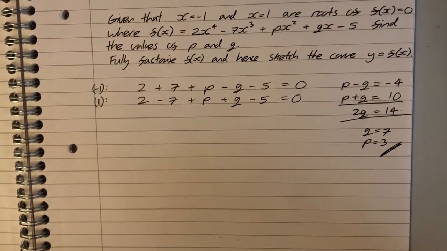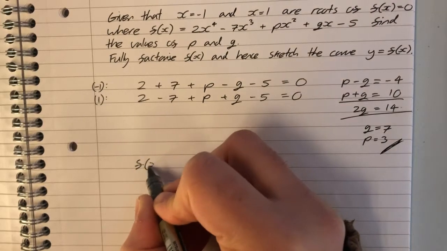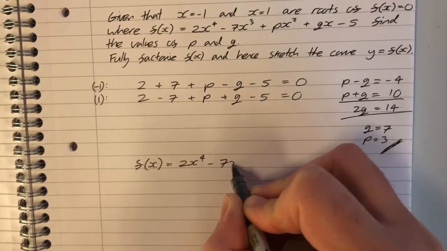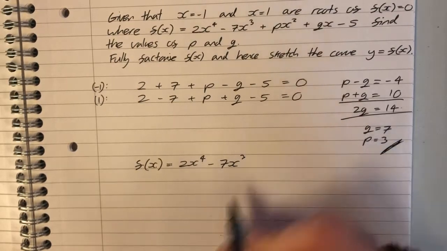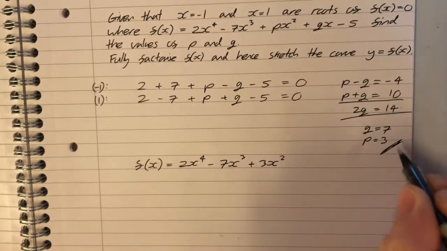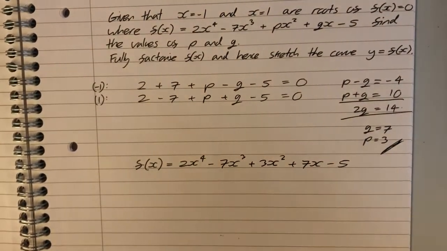So that gives me then my quartic, tells me that f of x is equal to 2x to the 4 minus 7x cubed plus px squared, but p is 3, plus qx, but q is 7, minus 5. So that's my f of x now.